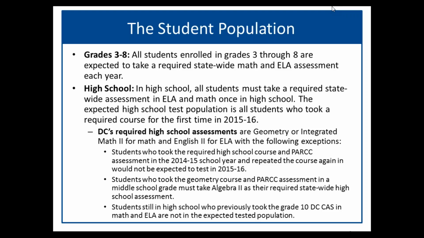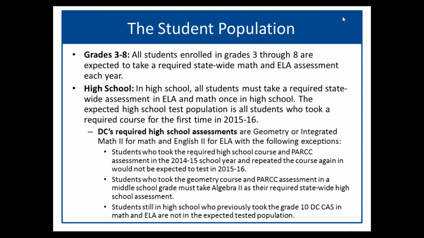The expected high school test population is all students who took a required course for the first time in 2015-16. DC's required high school assessments are Geometry or Integrated Math 2 for math and ELA 2 for ELA, with the following exceptions. Students who took the required high school course and PARCC assessments in 2014-15 and then repeated the course again in 2015-16 would not be expected to be in the tested population in 2015-16.